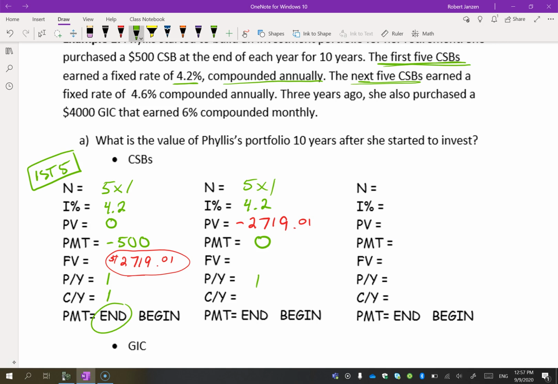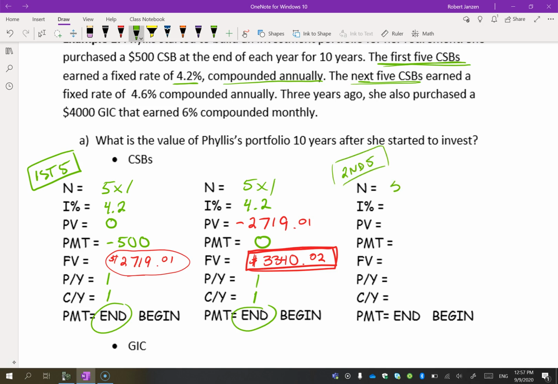What's going to happen for the last 5 years? It's compounding once a year. And if I put that in, I end up at the end of the 10th year. This is what the first 5 Canada savings bonds end up as. Okay, so let's highlight that. That's the first 5.